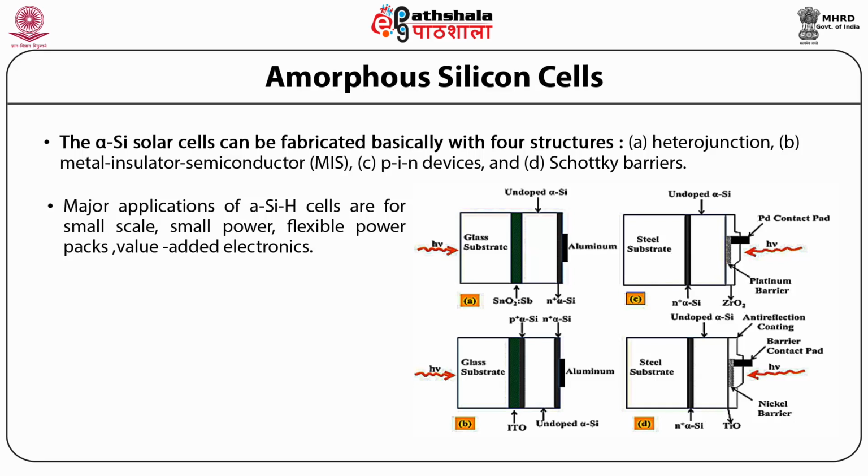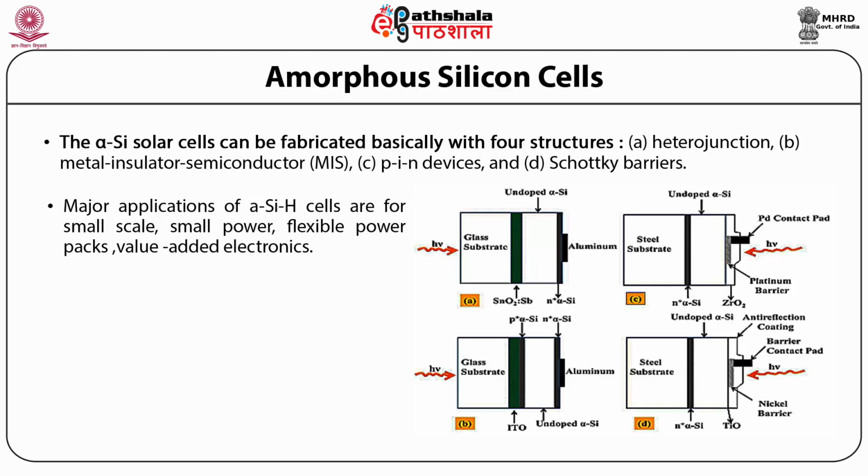In the other type of PIN junction alpha silicon solar cell, first a layer of boron-doped alpha-Si:H is deposited on steel, then a layer of undoped alpha-Si:H is deposited, and over it is deposited a layer of N-doped alpha-Si:H. Finally, a thick layer of ITO is deposited on the N-type layer, which acts as a conducting electrode as well as the anti-reflective coating.